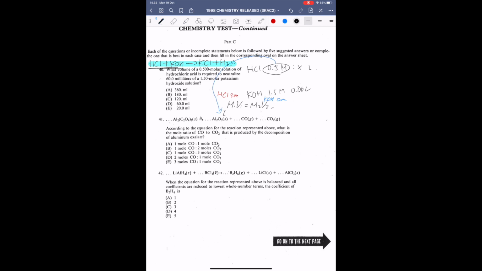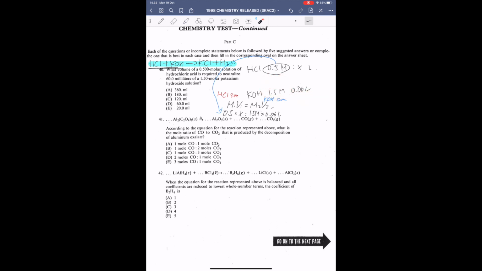So it's 0.5 times x volume, or rather x liters, because the volume of HCl is unknown, right? As you can see here, it's unknown. That equals 1.5 M times 0.06 liters. And this value is from here, right? Now you can see they're the same. The 1.5 here moves here, and the 0.06 moves here, because this is the volume and this is the molarity.